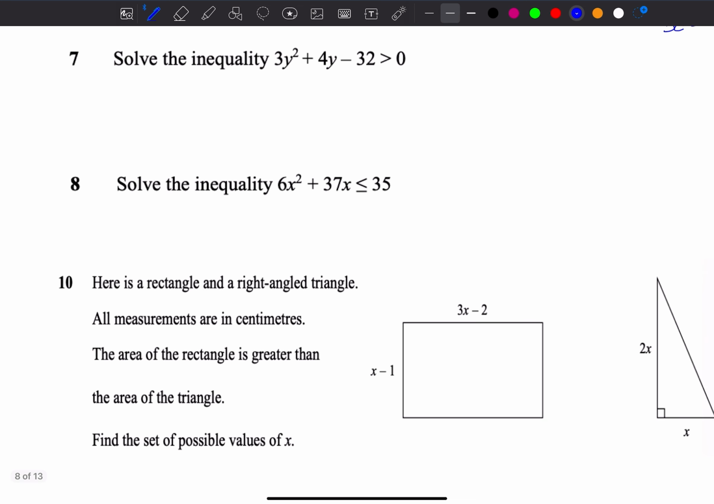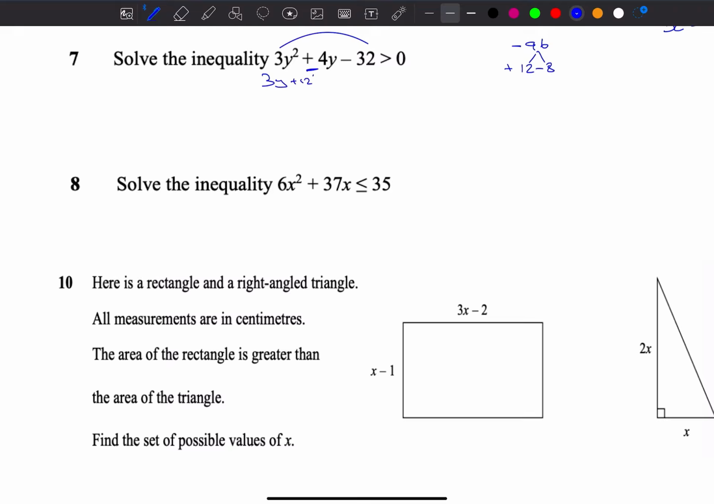Quadratic inequalities. You should always make sure it's 0 on this side. Can I divide by a number? Not really. 3 times 32 is minus 96. What numbers multiply to make 96 and give you 4? 12 times 8 is 96. So 12 and 8, to make it plus 4: plus 12, minus 8.